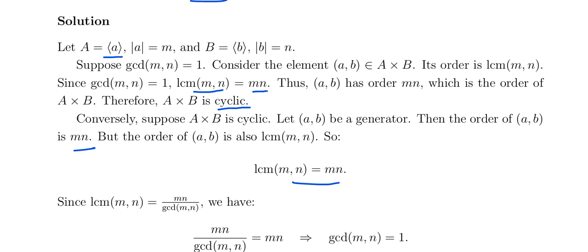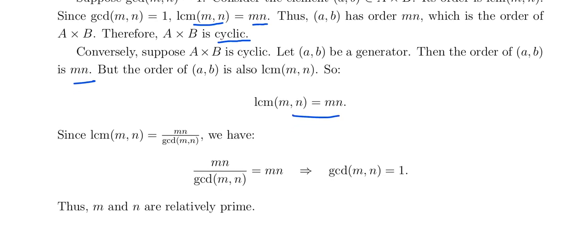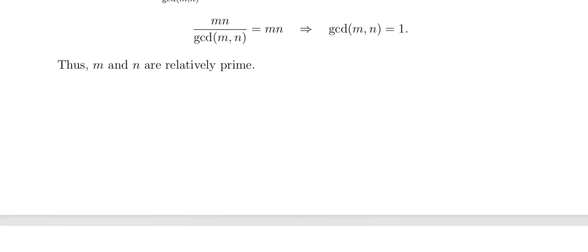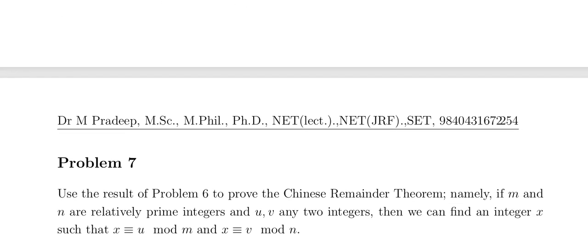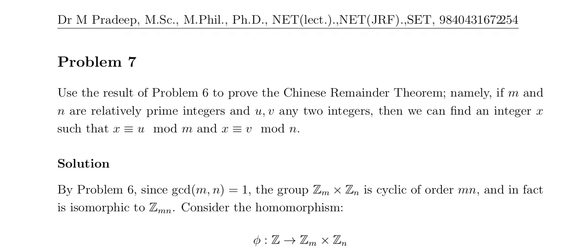The LCM is related to the GCD: LCM times GCD equals the product of the two elements. It's a very simple result. So the LCM of m comma n equals mn divided by the GCD of m comma n. So mn divided by the GCD equals mn, which implies the GCD of m comma n equals 1. What is the conclusion? m and n are relatively prime. So that is also a very important result.